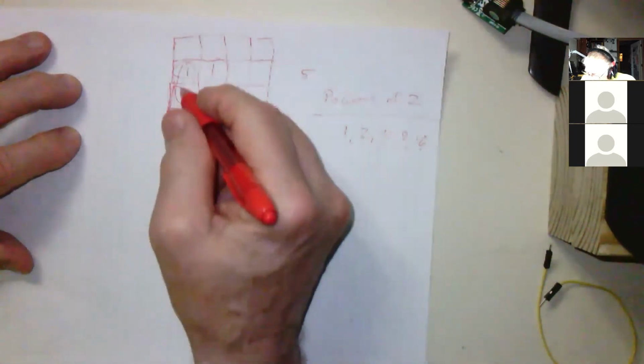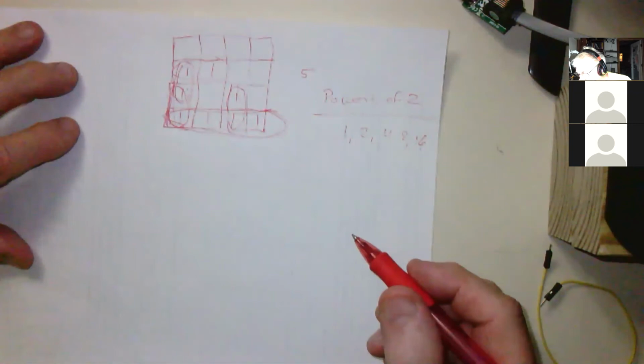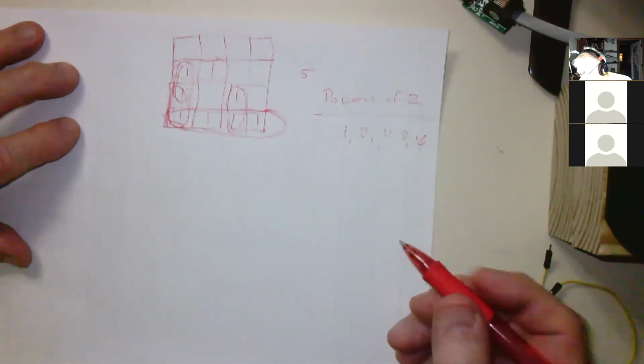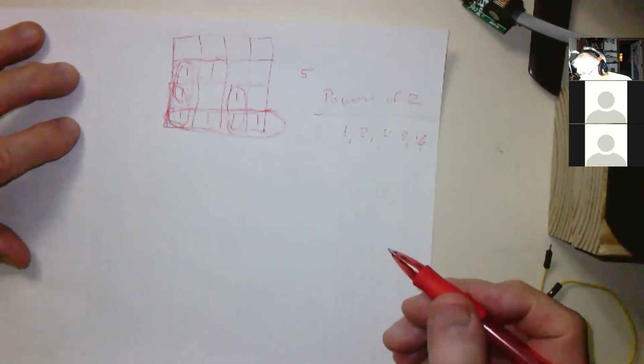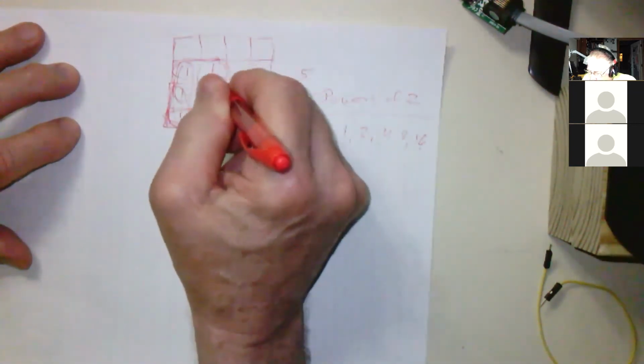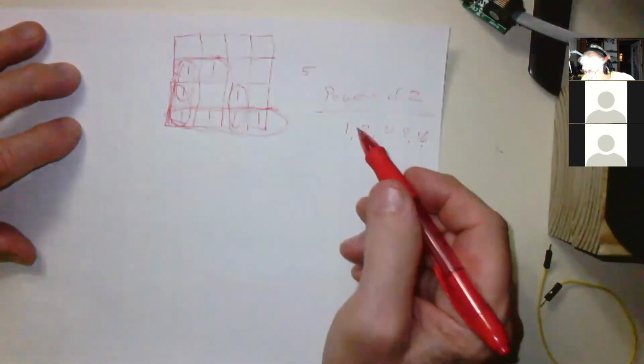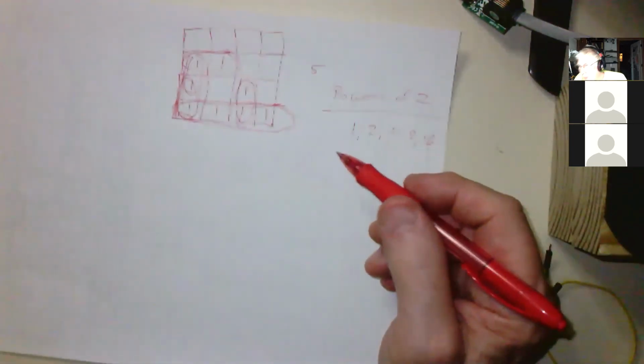So here's another group of two. Can you combine that group of two with another group of two to make a group of four? No. And then here's a group of two. Can you combine that group of two? Nope. So you have 1, 2, 3, 4, 5 prime implicants. Now, how do you tell if a prime implicant's essential?